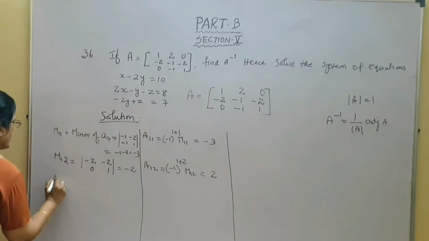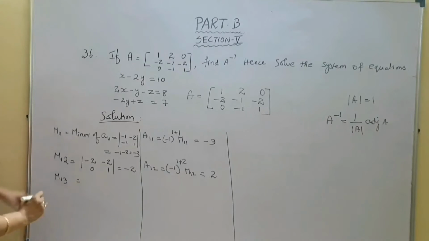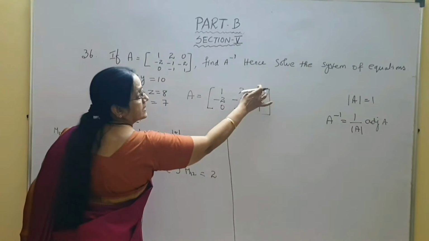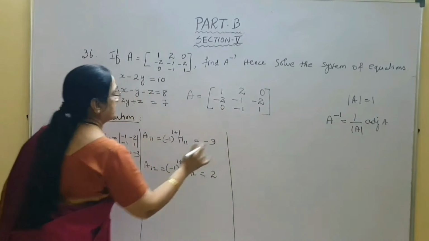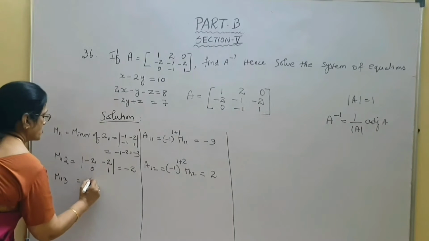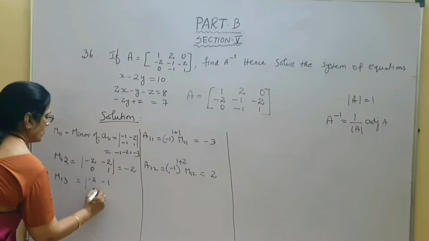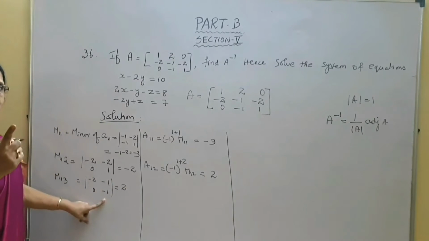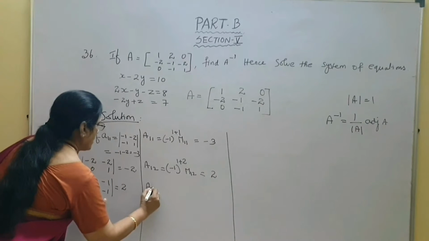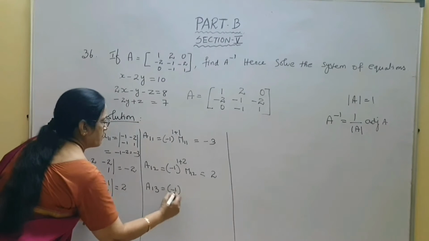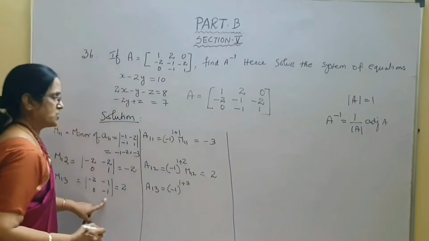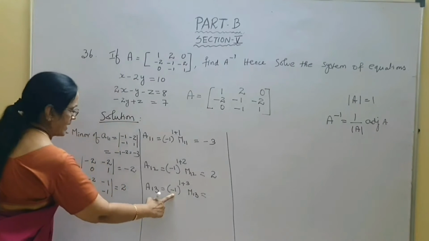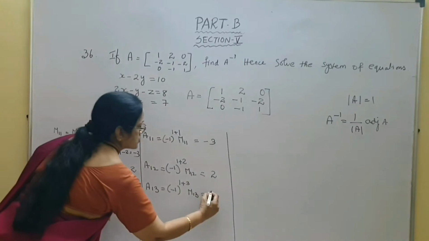Then M13, minor of the element 0. So leaving the first row and the third column, you are left with the determinant minus 2, minus 1, 0, minus 1, which is going to be 2. So the corresponding cofactor is going to be capital A13, which is minus 1 to the power i plus j, that is 1 plus 3 into M13. Here it is 1 and the M13 is 2, so it is 2.